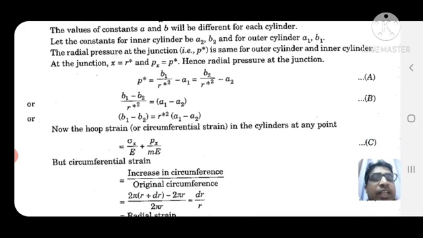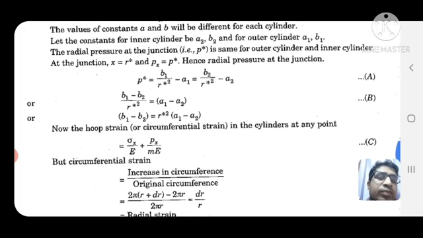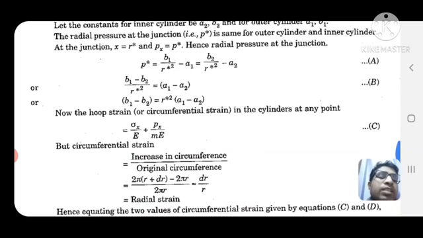The radial pressure at the junction is the same for the outer cylinder and the inner cylinder. At the junction, x equal to R star and Px equal to P star. Hence, the radial pressure at the junction, P star, equal to B1 by R star square minus A1, that is equal to B2 by R star square minus A2. So, B1 minus B2 by R star square is equal to A1 minus A2. So B1 minus B2 equal to R star square times A1 minus A2.